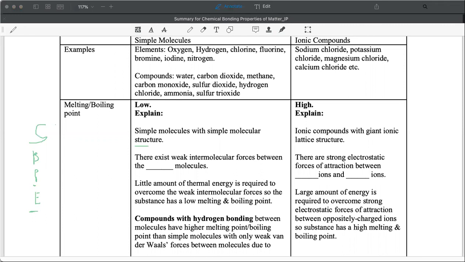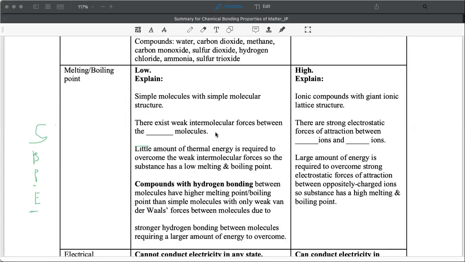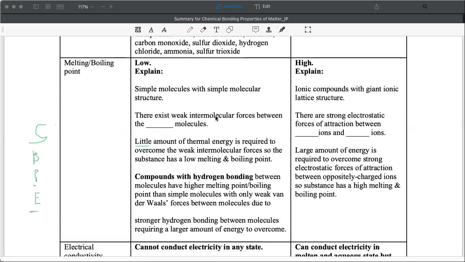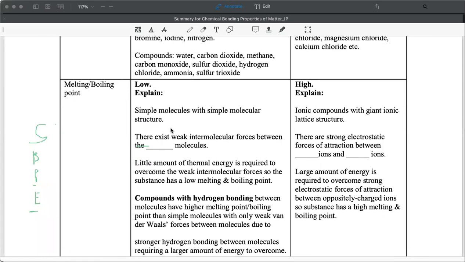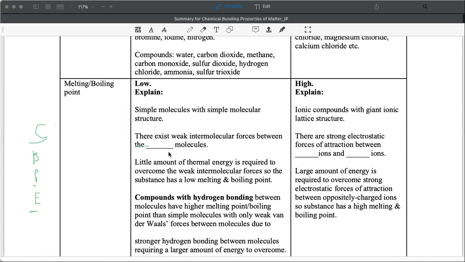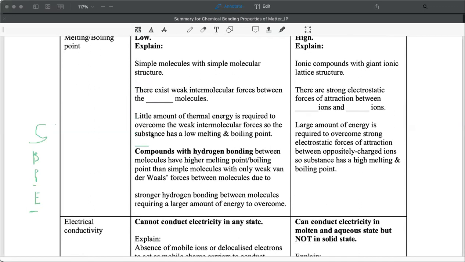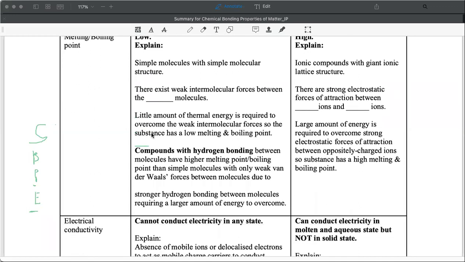So for simple molecules, in general, they are of low melting and boiling point. You need to talk about them as simple molecules with simple molecular structure. There exist weak intermolecular forces between the whatever molecules they are mentioned in the question, for example, methane, water, carbon dioxide, etc. Hence, little amount of thermal energy is required to overcome the weak intermolecular forces, so the substance has low melting and boiling point.